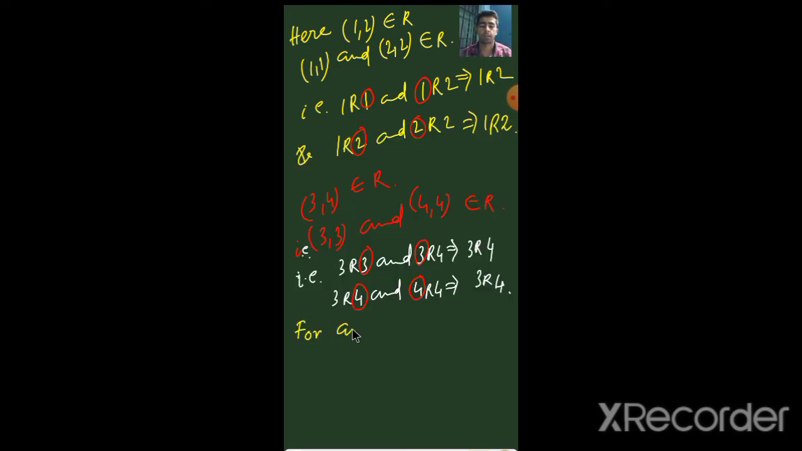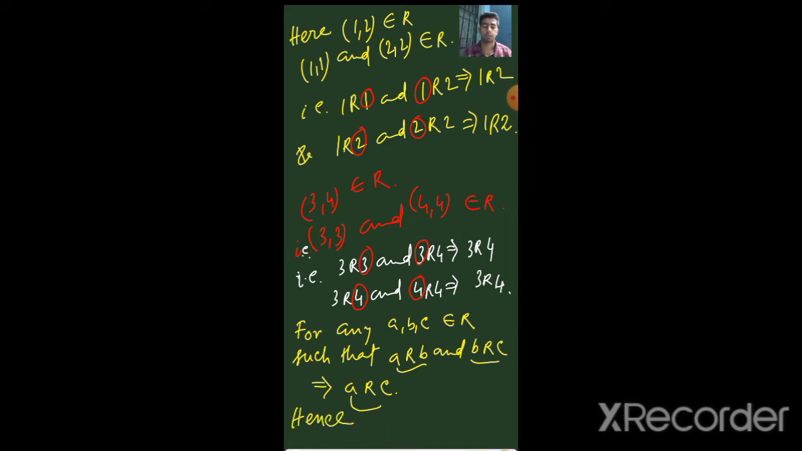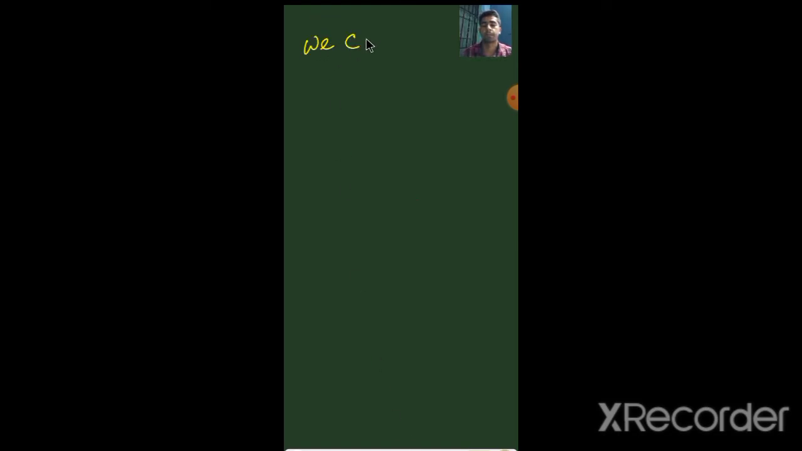Because for any a, b, c belonging to R such that a is related to b and b is related to c, it implies that a is related to c. That is, if these two happen simultaneously, then it will happen that a is related to c. Hence we can say that R is transitive.